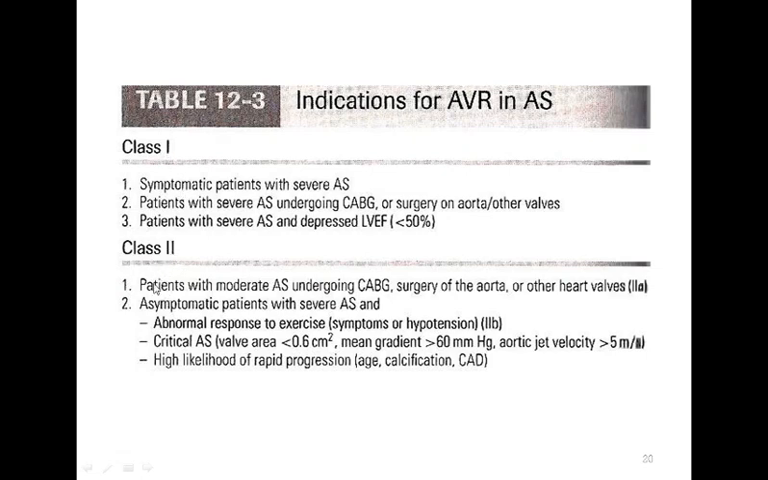Class 2 indications are patient with moderate aortic stenosis undergoing coronary artery bypass grafting, surgery of aorta or other heart valve surgery. Second indication is an asymptomatic patient with severe aortic stenosis with abnormal response to exercise, or critical aortic stenosis, or high likelihood of rapid progression due to age, calcification or coronary artery disease. So these are the indications for aortic valve replacement.